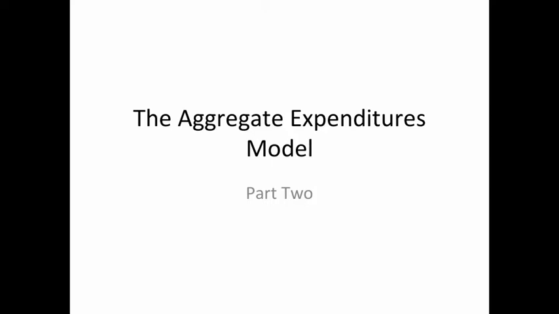So this is the second part of the presentation on the aggregate expenditures model. In this section, now that we've introduced the model with just two levels of spending, consumer spending and investment spending, we're going to add the other two levels of spending, which relate to government spending and net export spending. Add those to the model, which completes the model. And then again, we'll talk about equilibrium GDP.